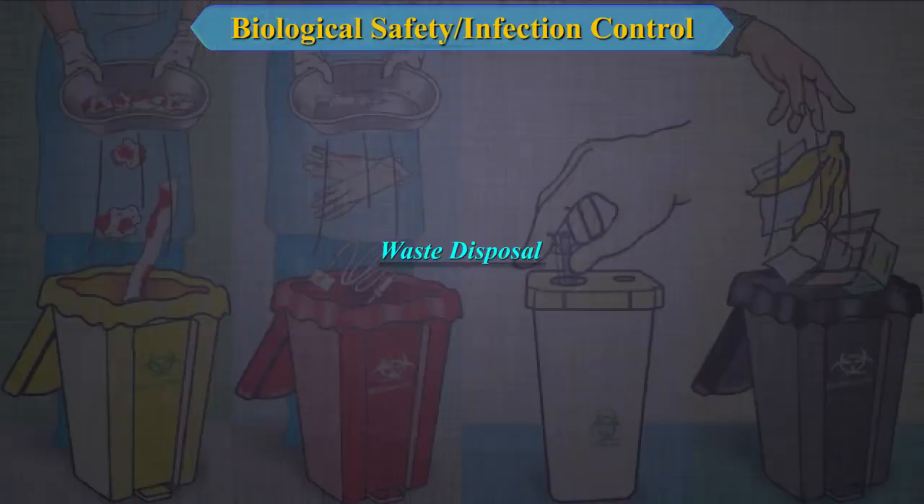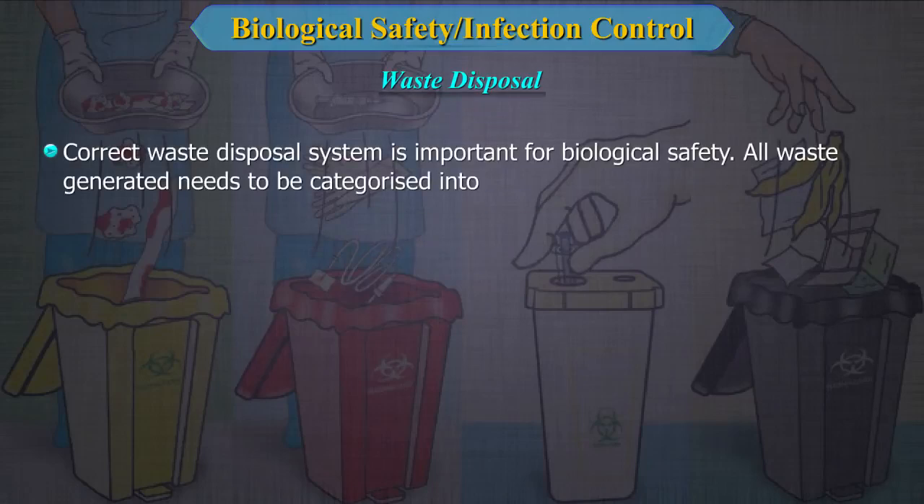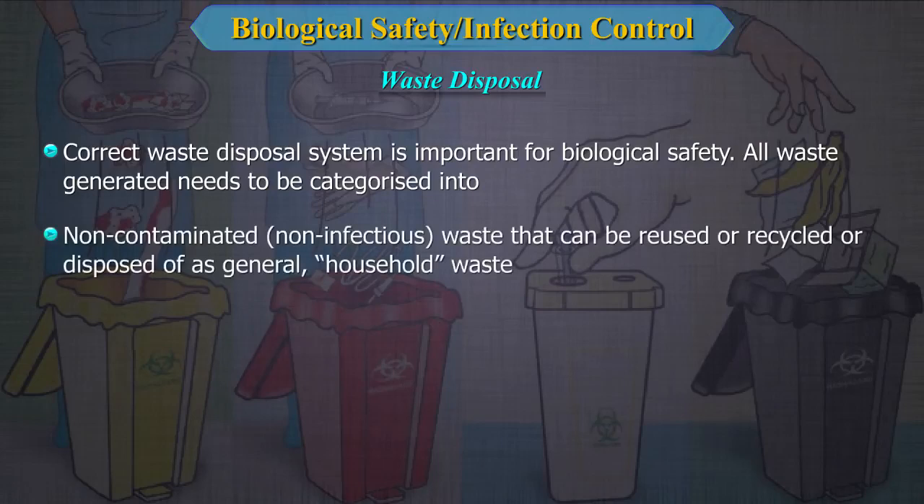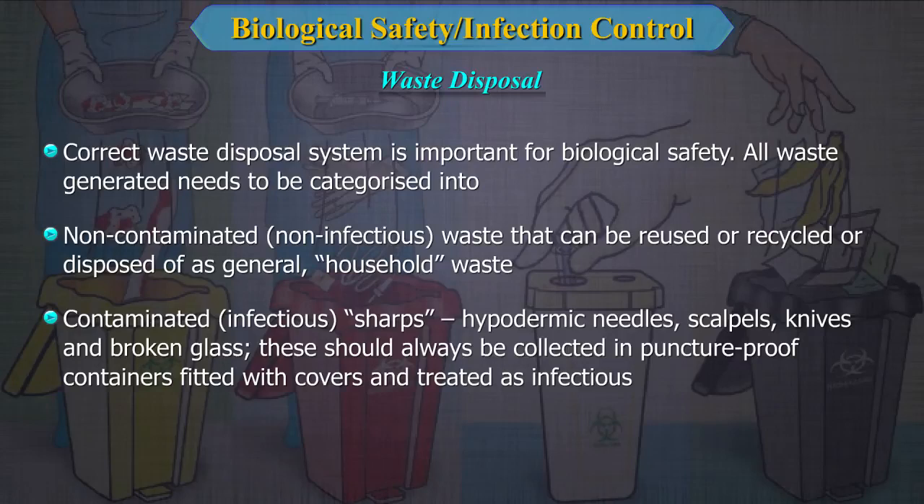Let us come to waste disposal, a very important item. Correct waste disposal system is important for biological safety. All waste generated needs to be categorized into 1. Non-contaminated, that is non-infectious waste, that can be reused or recycled or disposed of as general household waste. And 2. Contaminated or infectious sharps, hypodermic needles, scalpels, knives, and broken glass. These should always be collected in puncture-proof containers fitted with covers and treated as infectious.